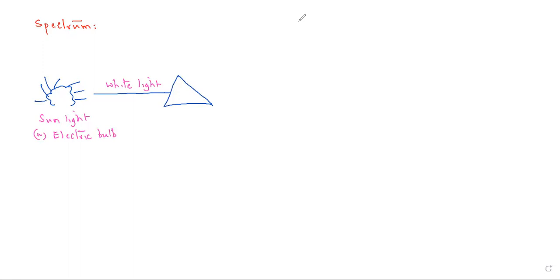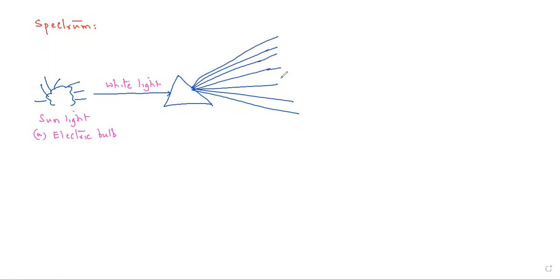You know, this white light ray, when passed through a prism, splits into 7 colors of different wavelengths. Okay. See, this splitting of white light ray into 7 colors of different wavelengths is what we call dispersion. Okay.